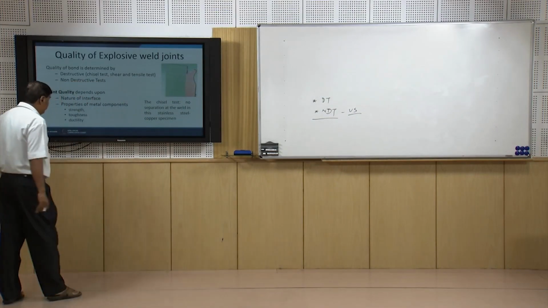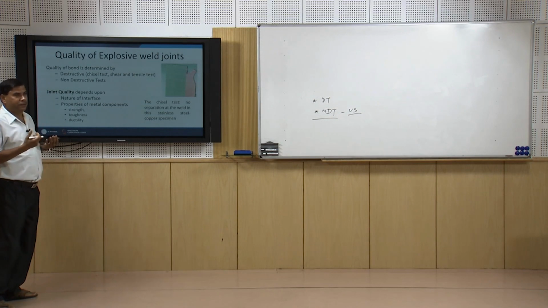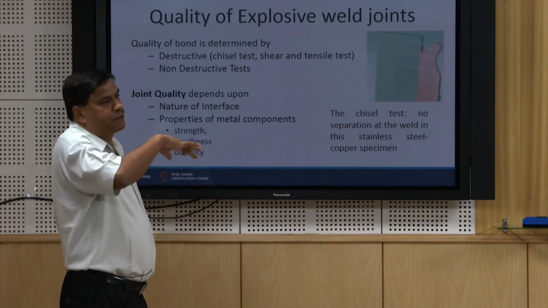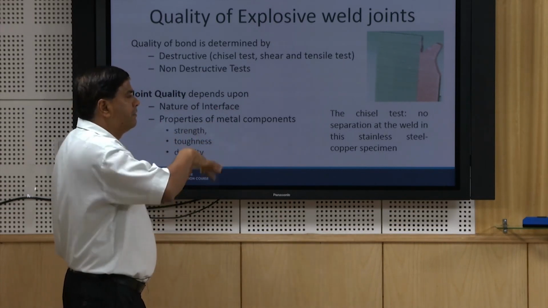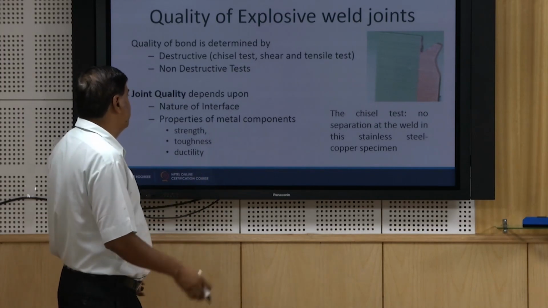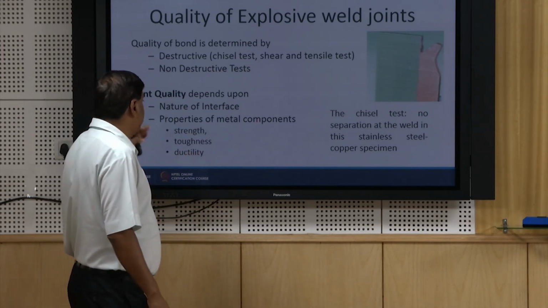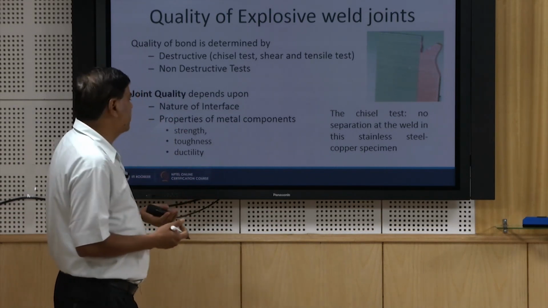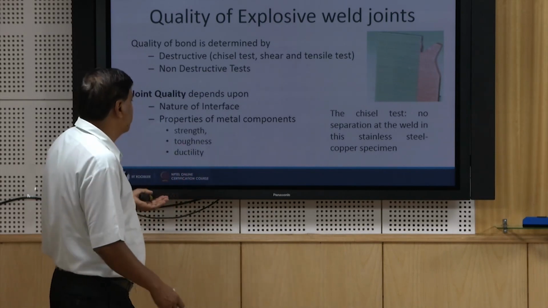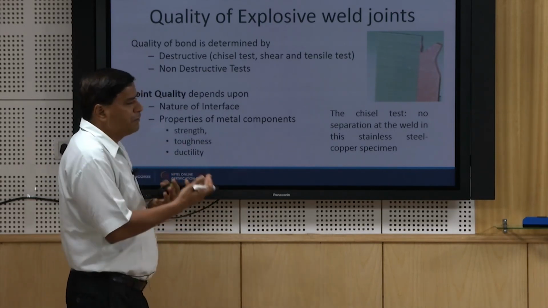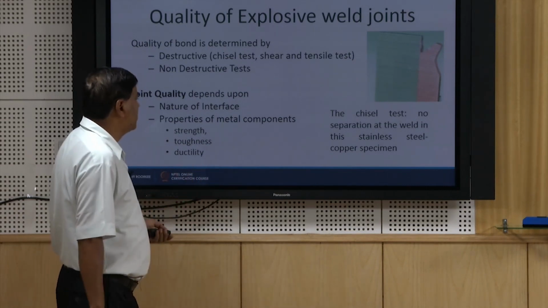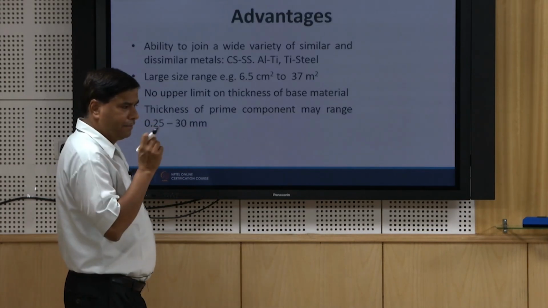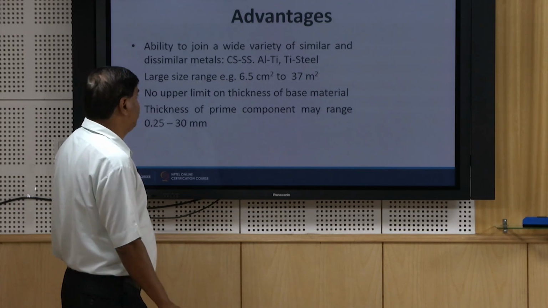The joint quality, meaning the load carrying capacity of explosive welded joints, is determined by the nature of the interface, whether it is flat or wavy. In the case of wavy interfaces, of course, the strength is good as compared to flat, and the properties of the metal components also affect the soundness and the joint strength. The higher the strength of the base metal, the more limited will be the joint strength of the explosive welded joints, because the deformation and interlocking in that case will be very limited. Likewise, other properties also affect the strength of the explosive welded joint.